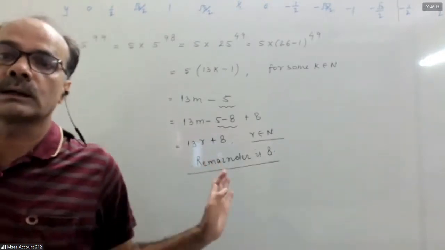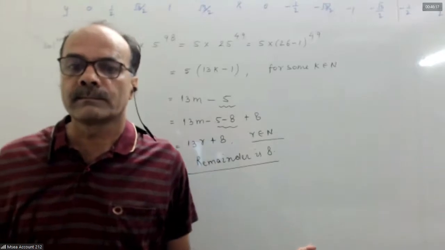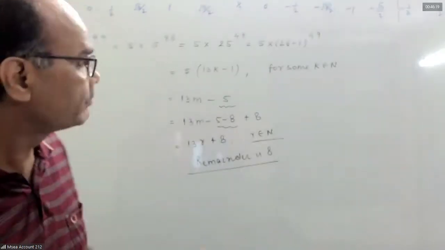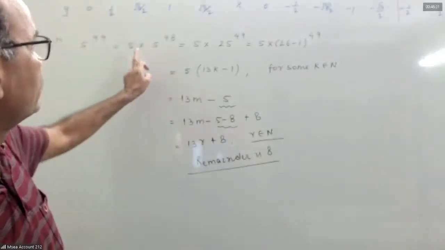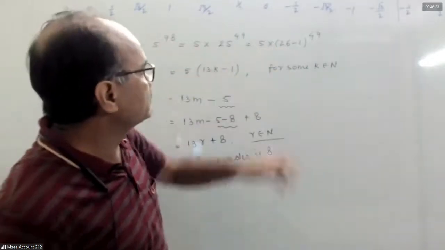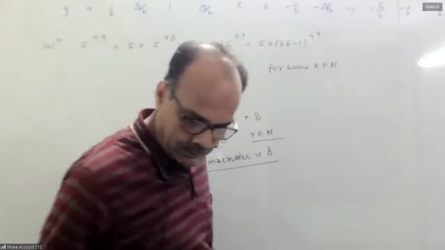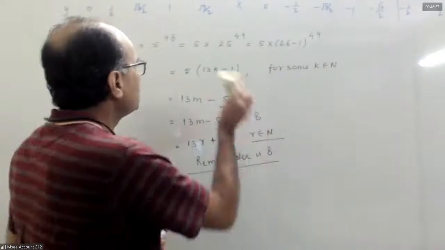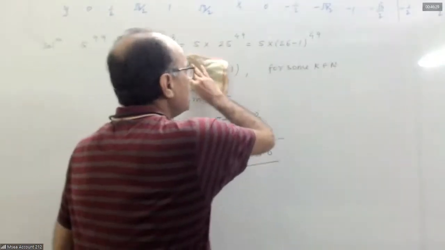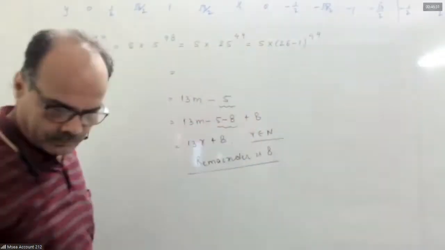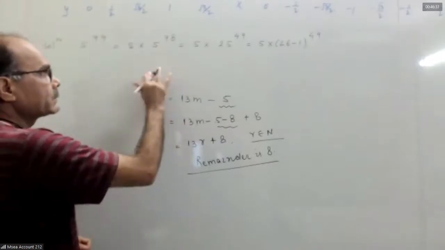Any doubt? Any doubt, then speak. Sir, the steps are 26 minus 1 whole power 49. After that, what did you do, sir? In the second step, 5 into 13k minus 1, the whole power 49. I'm writing.